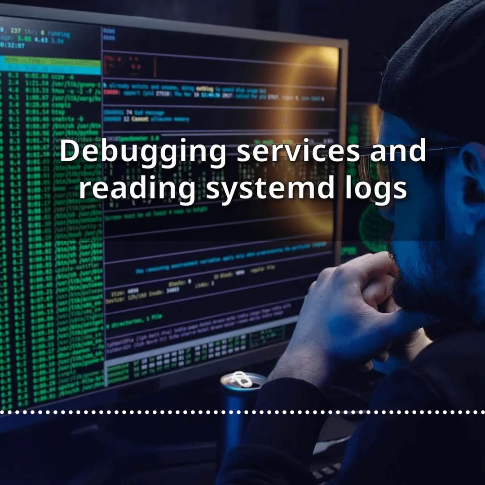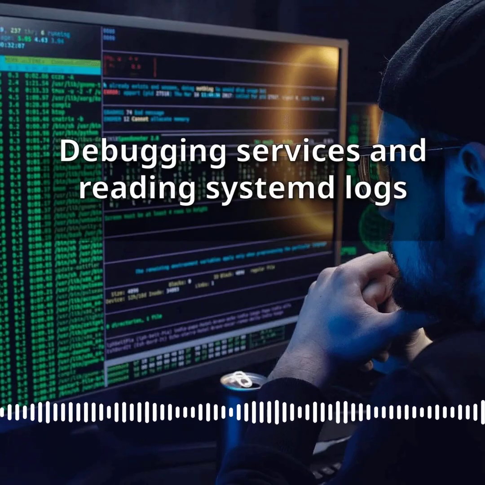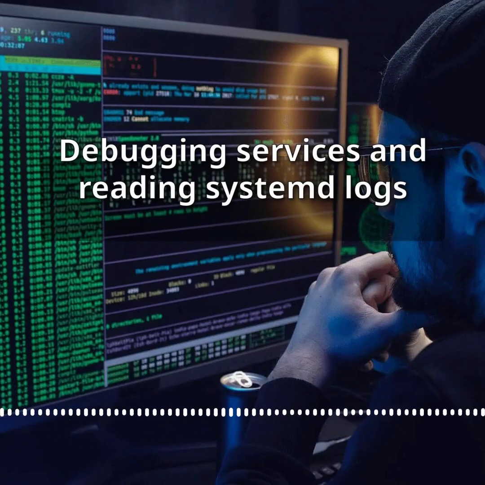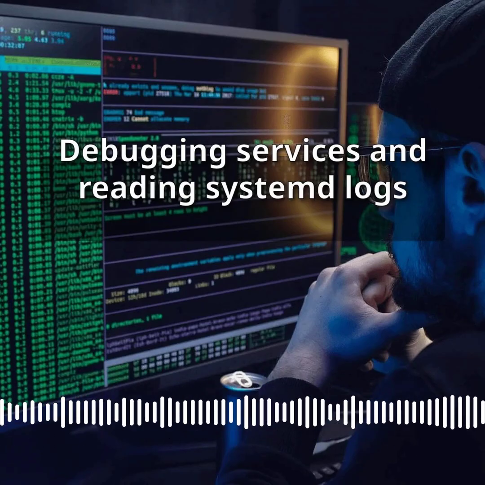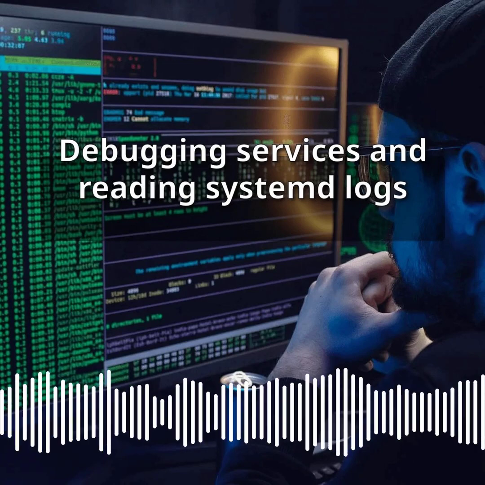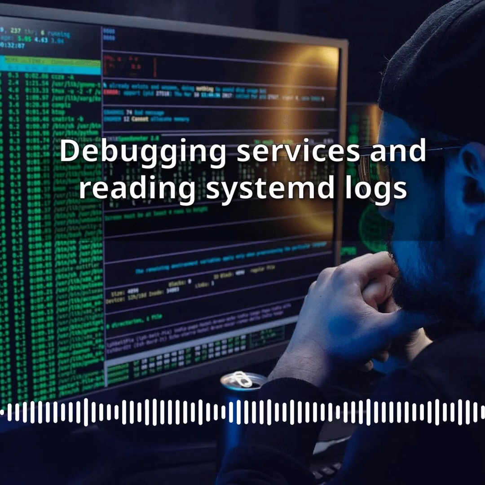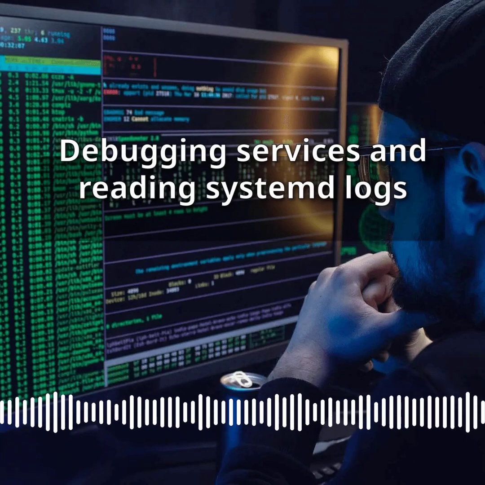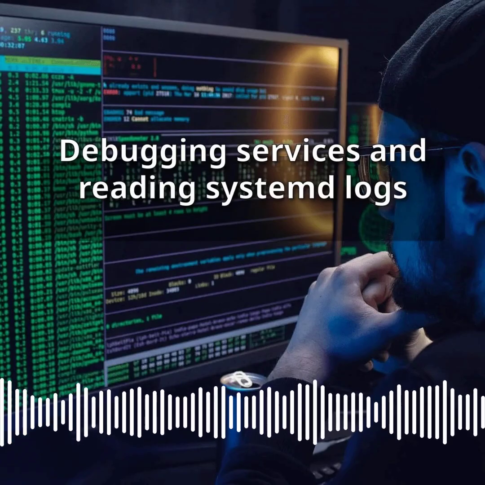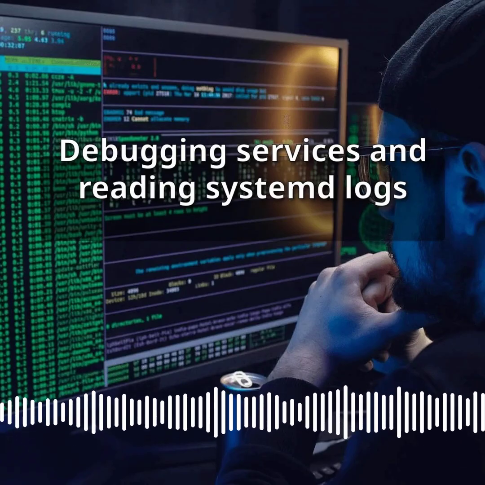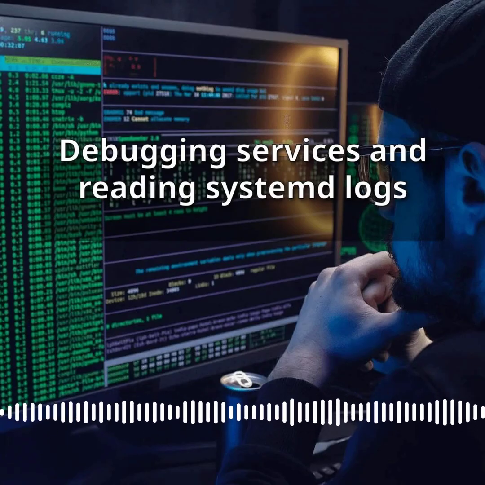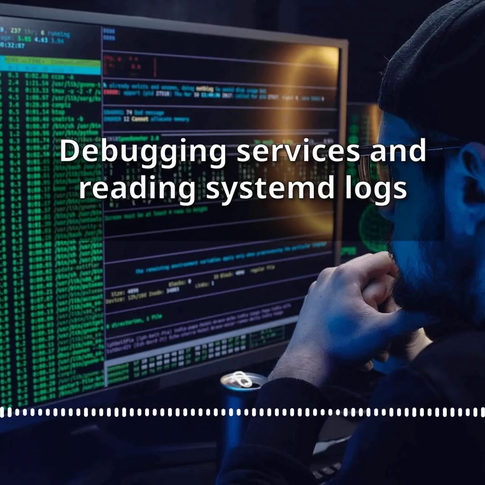Boot-related debugging. Problems that only appear after a reboot require looking at the logs of a specific boot. The option -b targets the current boot, journalctl -b. To look at a previous boot, use journalctl -b -1 for the last boot, journalctl -b -2 for the one before, and so on. The command journalctl --list-boots lists all recorded boots with their identifiers. This is critical when a service fails intermittently and you need to compare a successful boot with a failed one.